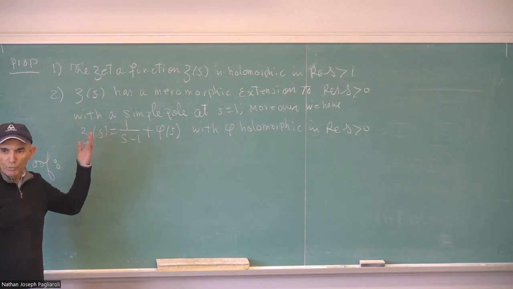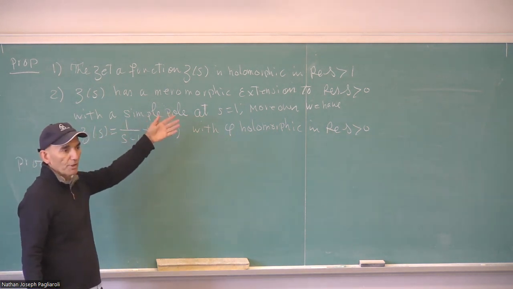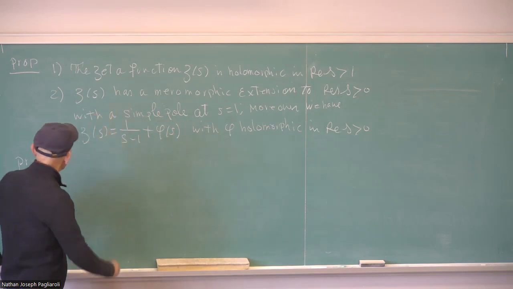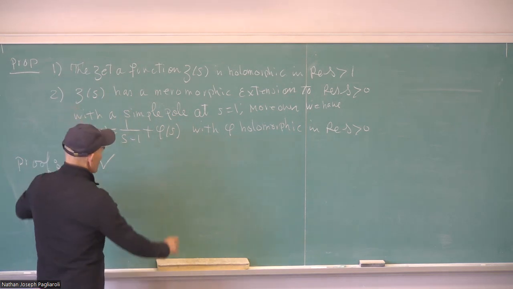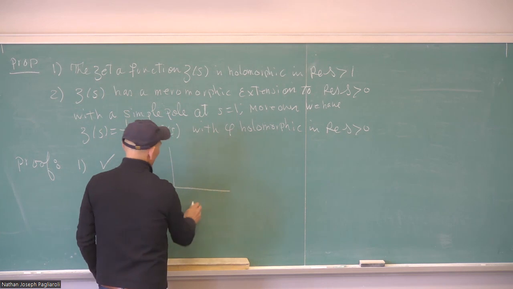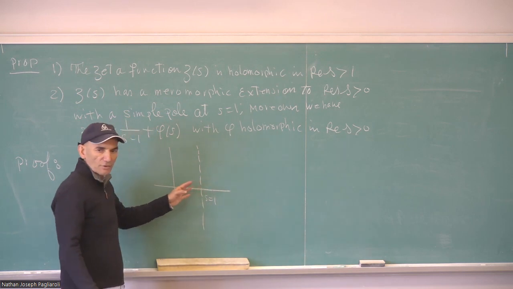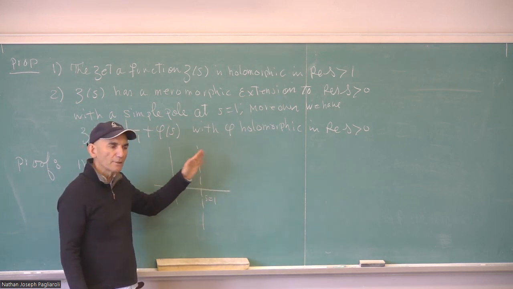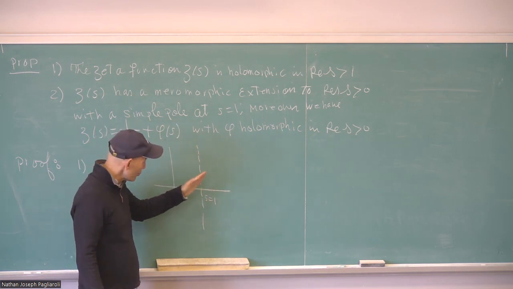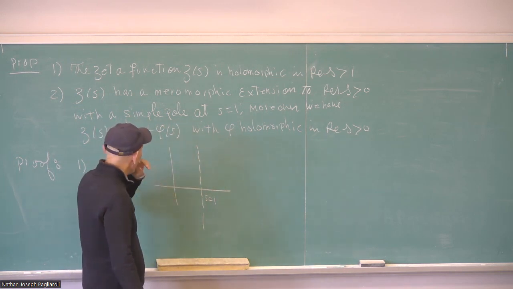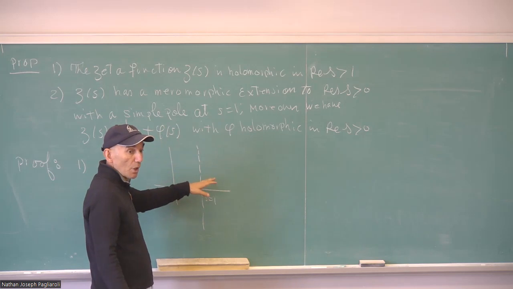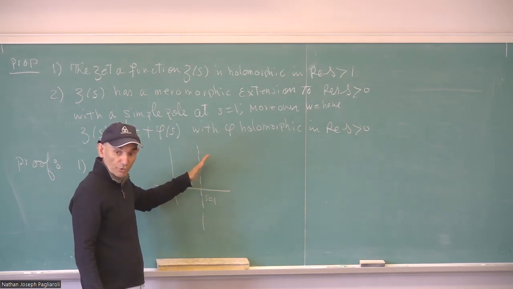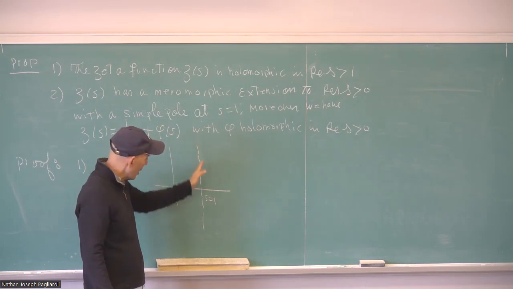One we have already proved: zeta is holomorphic in real part of s bigger than 1. For 2, the situation is like this. There is this line s equal to 1. We know that this is the domain of absolute convergence and the domain of convergence of the Riemann zeta function. Both match for this one.